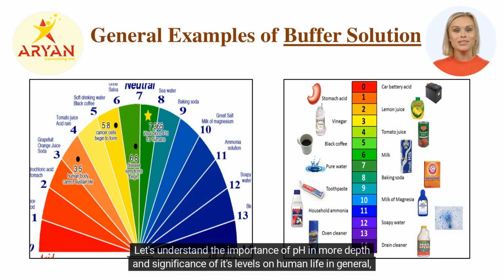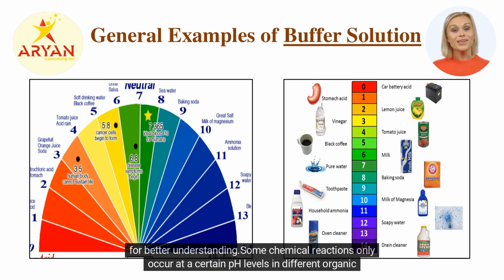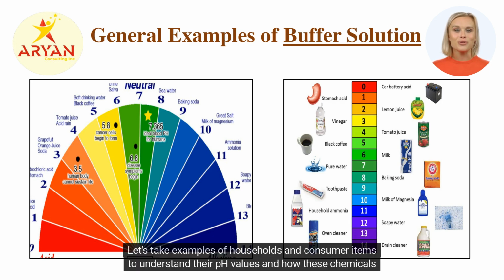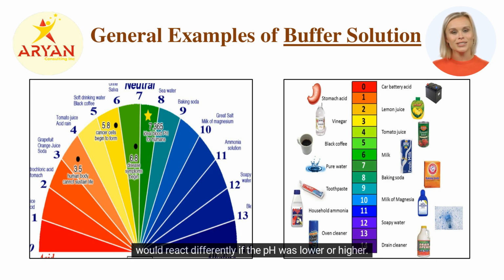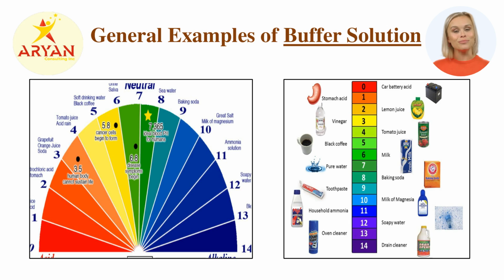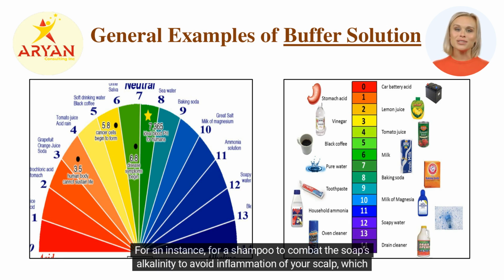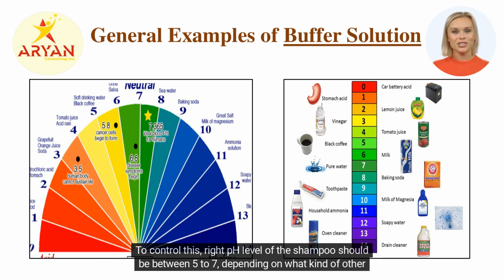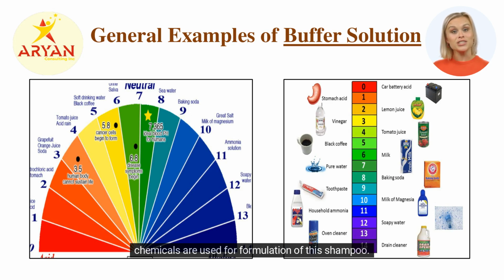Let's understand the importance of pH in more depth and the significance of its levels on human life in general for better understanding. Some chemical reactions only occur at certain pH levels in different organic or chemical substances. Let's take examples of household and consumer items to understand their pH values and how these chemicals would react differently if the pH was lower or higher. For instance, a shampoo must combat the soap's alkalinity to avoid inflammation of your scalp, which can cause dandruff. To control this, the right pH level of the shampoo should be between 5 and 7, depending on what other chemicals are used in the formulation of this shampoo.